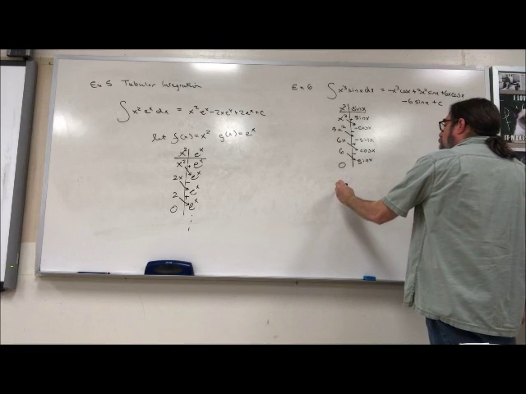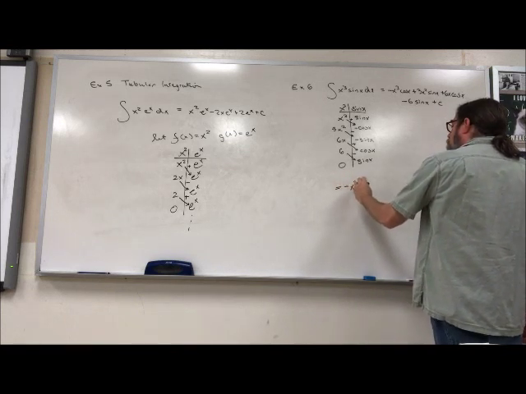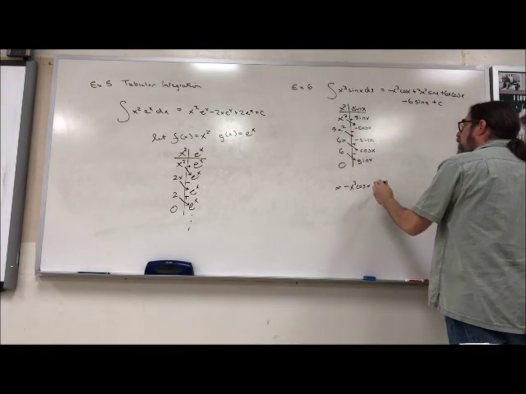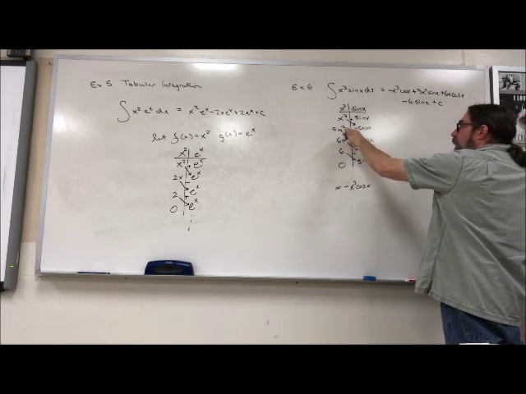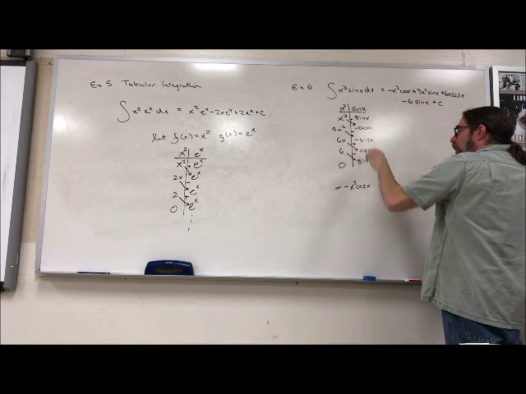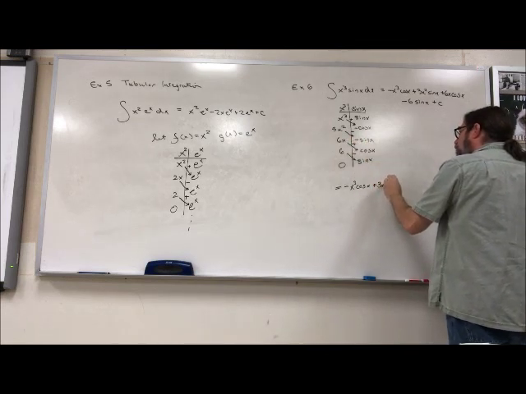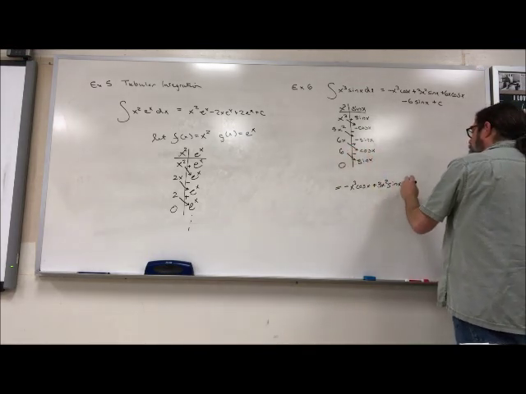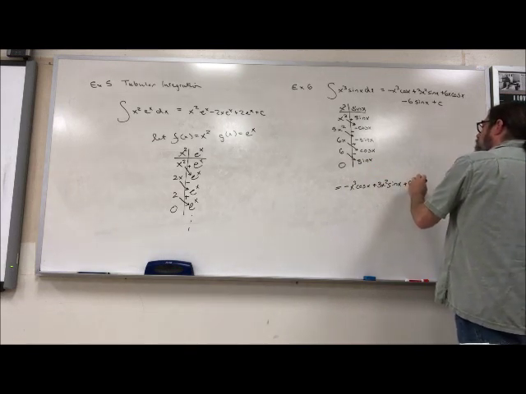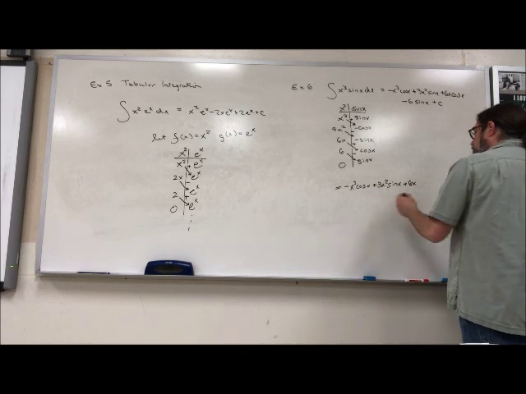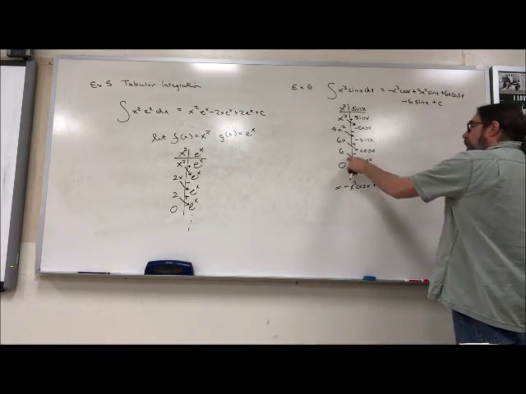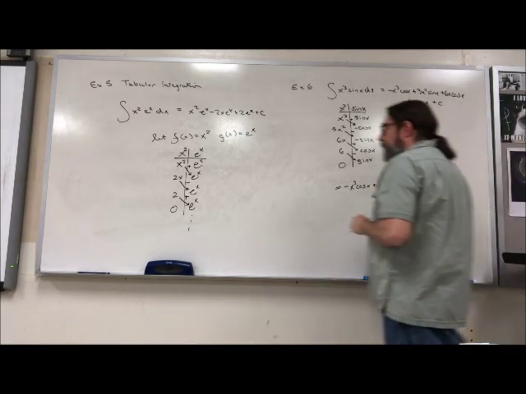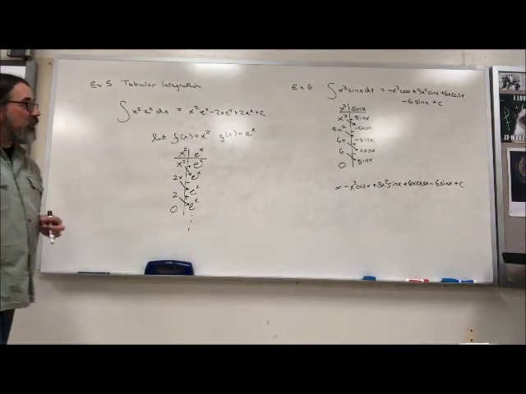Let me write it down here so everybody can see it. Negative x cubed cosine x, because it's negative cosine x times x cubed, and it's positive of that. The next one is negative of negative 3x squared sine x, so it's actually positive. The next one is positive of positive. Plus, are you sure about that? Yes, I'm positive. 6x cosine x, and then minus 6 sine x, and then plus c. So there you go. That is example 6, tabular integration.